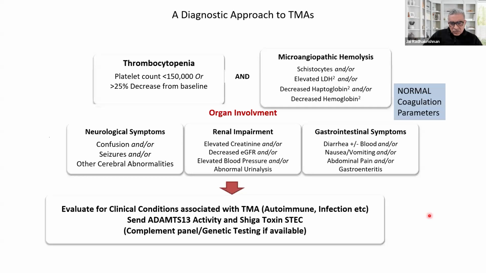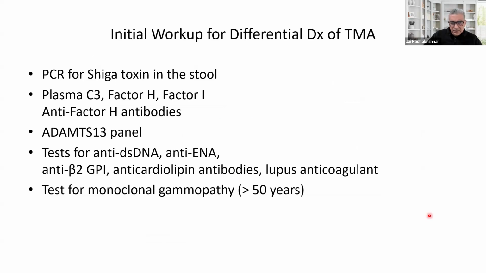Okay, so these are some of the tests we would normally send in a patient with suspected TMA, or at least with a clinical diagnosis of TMA. So a PCR stool for Shiga, and these are commercially available, plasma C3, factor H, factor I, and anti-factor H antibodies, right? So levels of these alternative pathway complement components, as well as the antibodies to factor H. All patients should get an ADAMTS13 panel, and I'll tell you what the components are. From the autoimmune workup, lupus and anti-phospholipid antibodies should be looked for, and in people over the age of 50, a monoclonal gammopathy workup should be done.